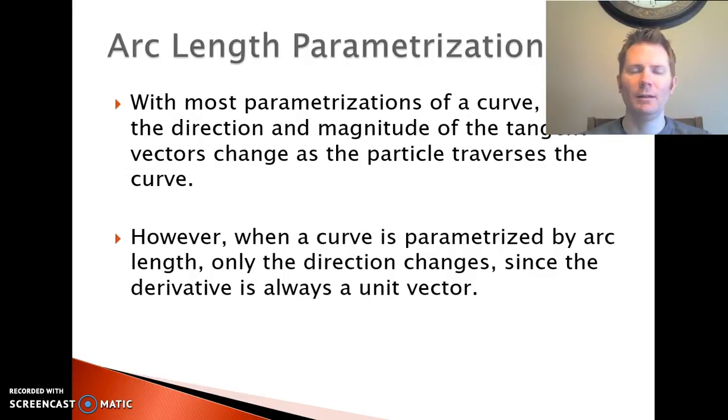A few more facts here about arc length parameterizations. With most parameterizations of a curve, both the direction and the magnitude of the tangent vectors change as the particle travels along the curve. But when a curve is parameterized by arc length, only the direction changes, because the derivative will always be a unit vector in that case.